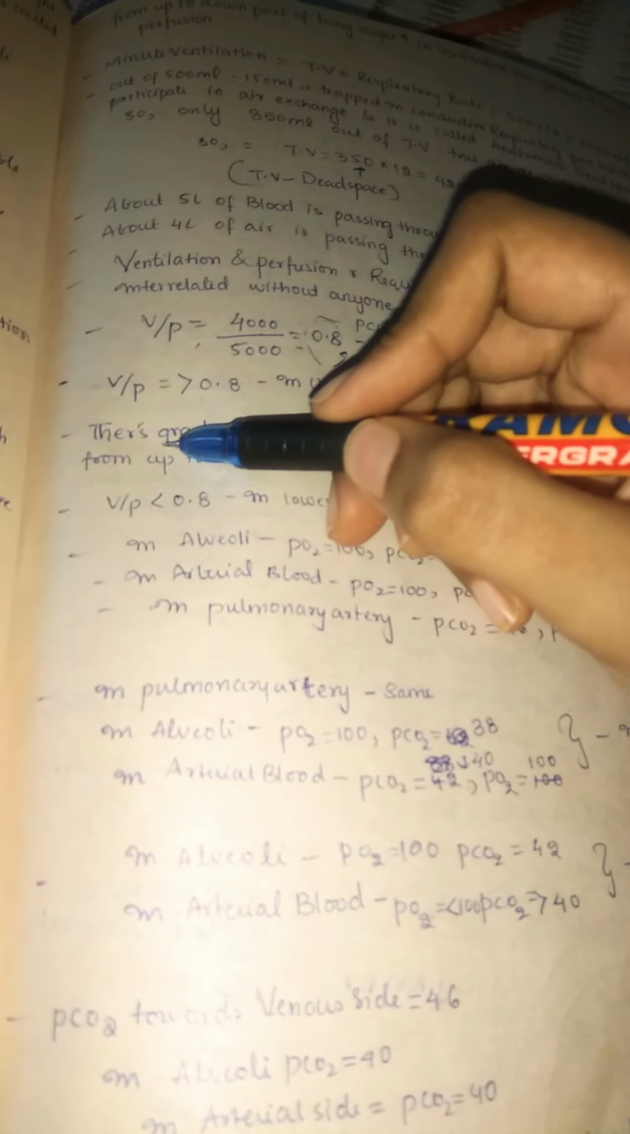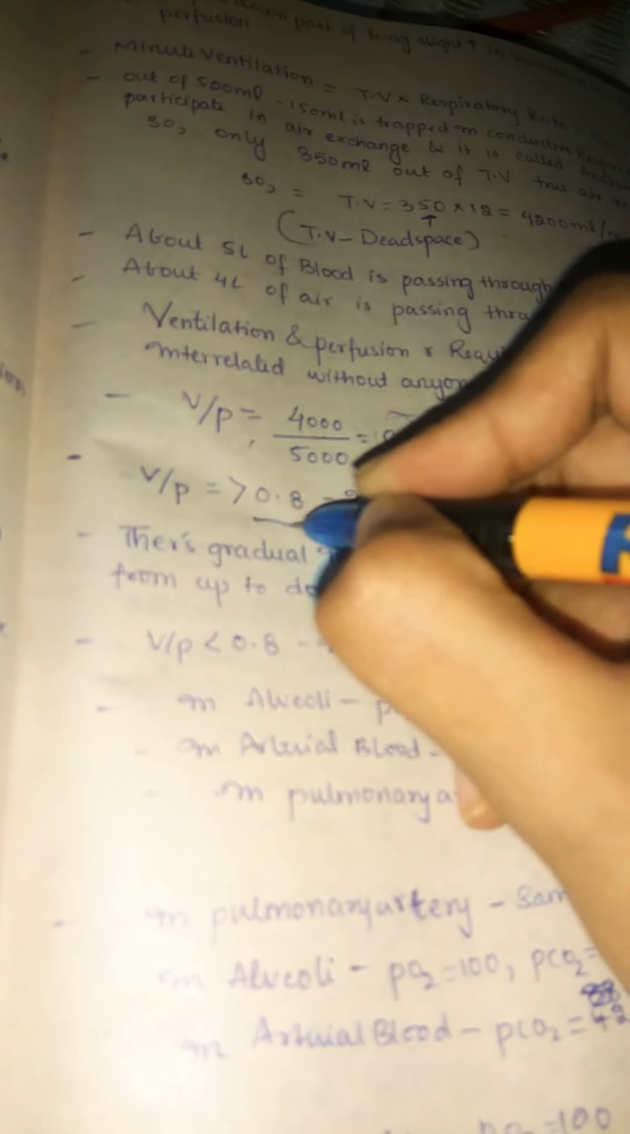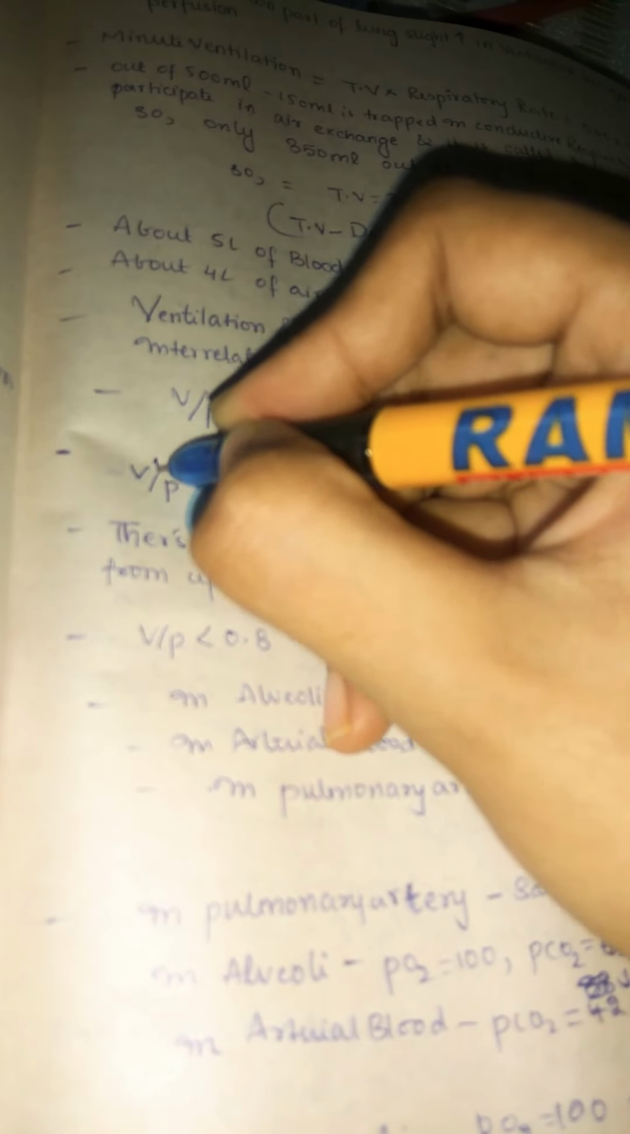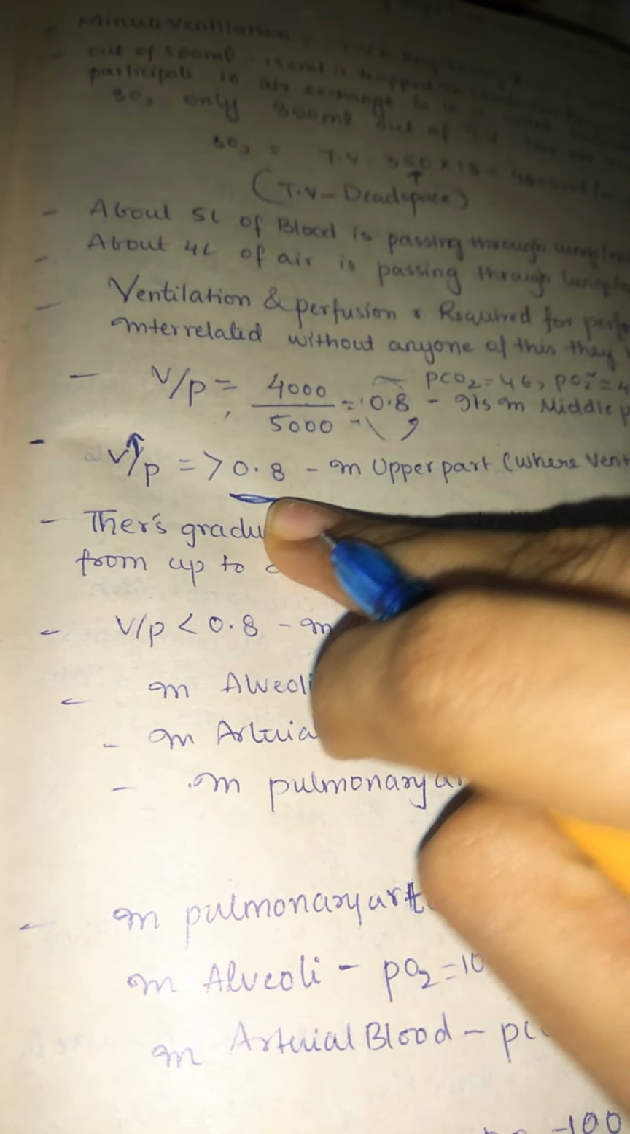If the ventilation-perfusion ratio is greater than 0.8, it means that in the upper part the ventilation is wasted, because ventilation is increased but perfusion is decreased. So always remember, this 0.8 ratio is directly related to ventilation. Ventilation is directly proportional to it. Whenever the ventilation is increased, the ratio is also increased. So in the upper part, ventilation is wasted. Why do we say ventilation is wasted?